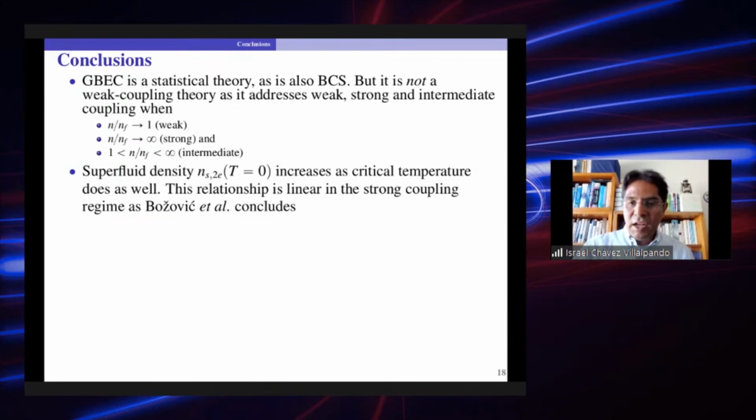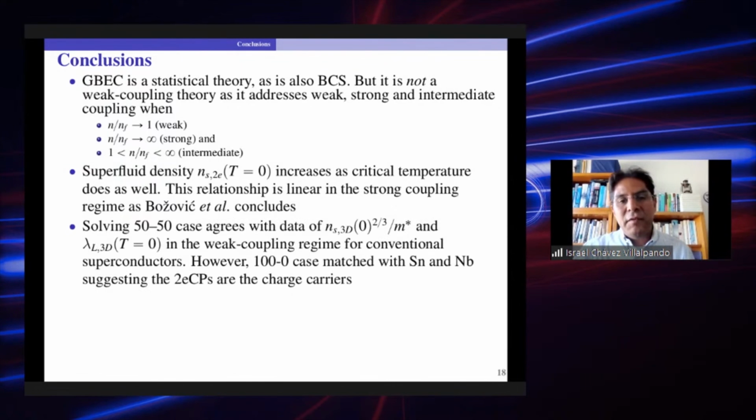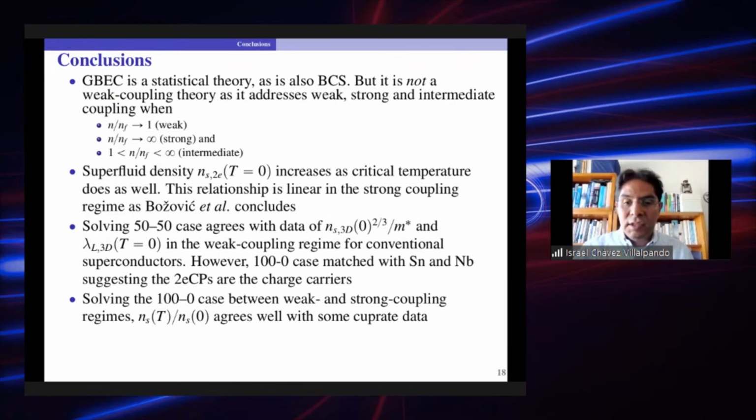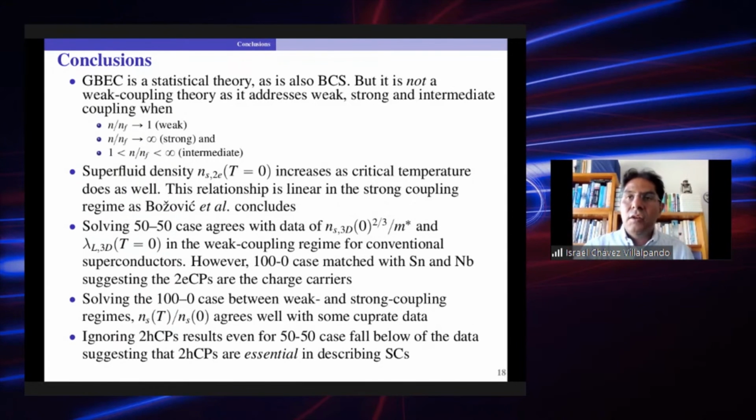So let me conclude this work. The GBEC, this generalization of Bose-Einstein condensation, is a statistical theory. It is not only a weak coupling theory, but addresses strong and intermediate coupling. The superfluid density increases with critical temperature. This relation is linear in the strong coupling regime. Solving the 50-50 case agrees with the superfluid density in three dimensions and the London penetration depth in the weak coupling regime for these conventional superconductors.